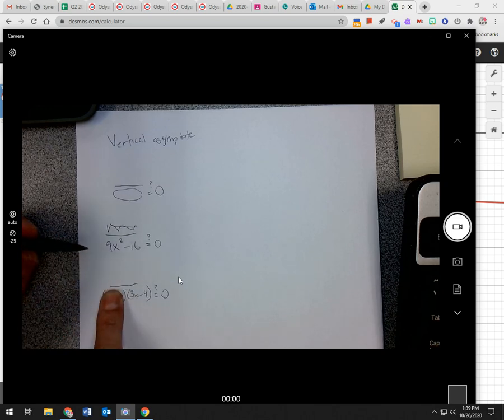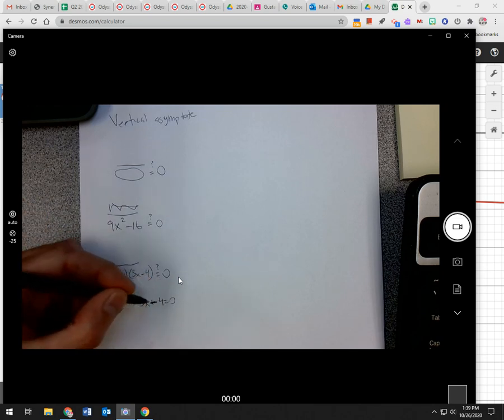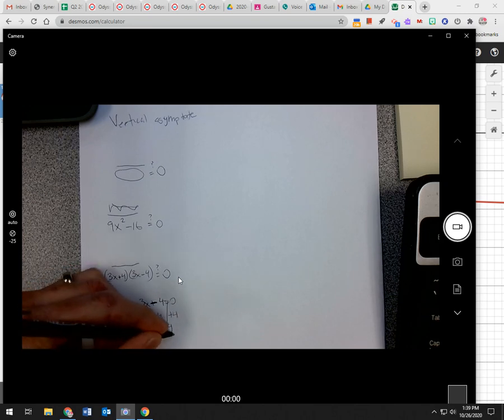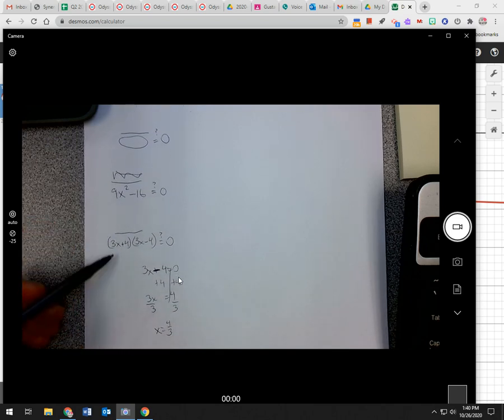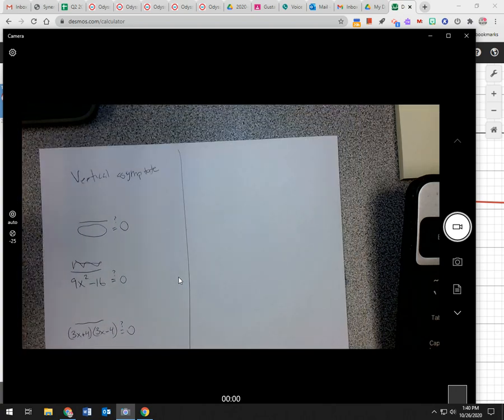So the only thing that could make this 0 would be if I had 4/3. 3 times 4/3 minus 4 would give me 0. And I just solved that in my head, but you could write it out. You do the same thing here. This would be negative 4/3. So you may have to factor, you may have to solve to figure that out. It might be as easy as x plus 3, which means it's just -3. Vertical asymptote, done.